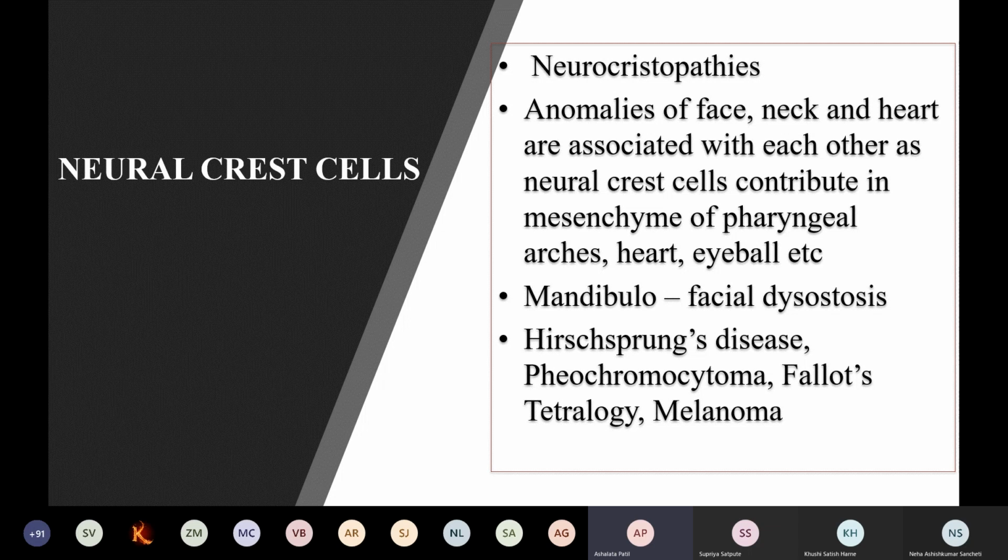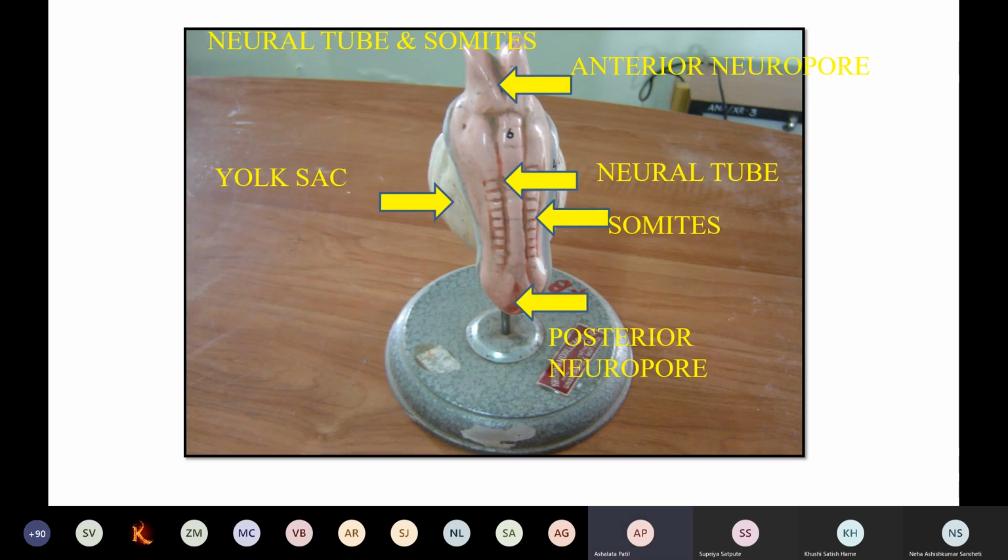So these common anomalies you will see: we have seen in the first stage mandibulofacial dysostosis, the deformities in the face, even Hirschsprung disease, pheochromocytoma, that is the tumor of the suprarenal medulla, Fallot's tetralogy, melanoma. All these are the diseases of these neural crest cells. So this is the model we keep for the examination for this neural tube.